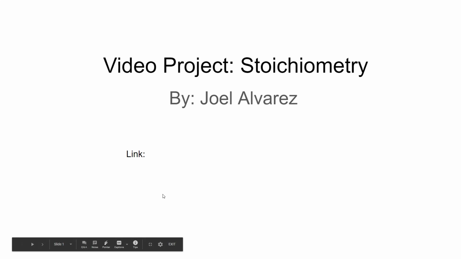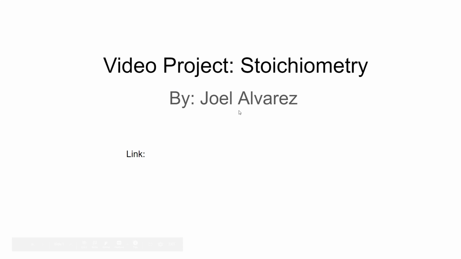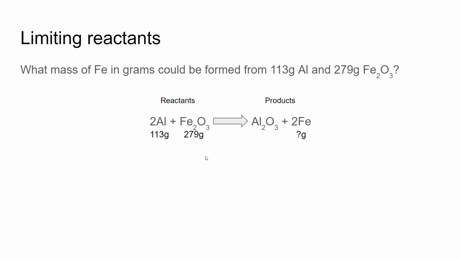Okay, so this is my video project for General Chemistry 1. It's going to be about stoichiometry, which is chapter 8. And more specifically, it's going to be about limiting reactants.